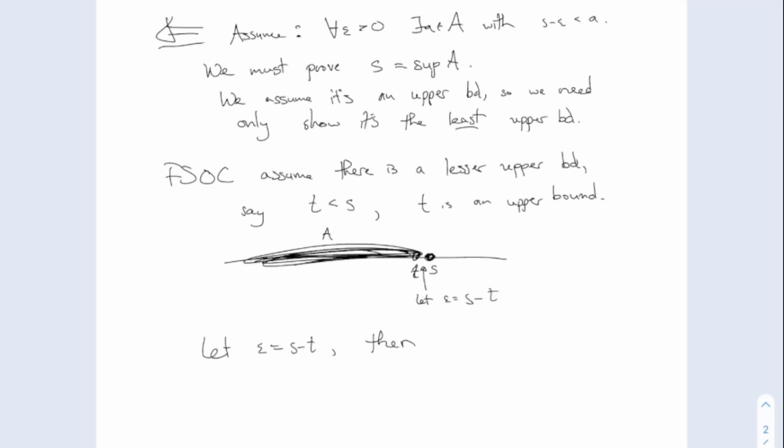Okay. Then, anyway, I'm going to write what we see up here. No matter what the epsilon is, so I'm using S minus T, there exists a in A such that S minus epsilon is less than a. S minus epsilon means S minus T. Like that. All right? I plugged in S minus T for epsilon. Can we derive a contradiction from this? I hope so.